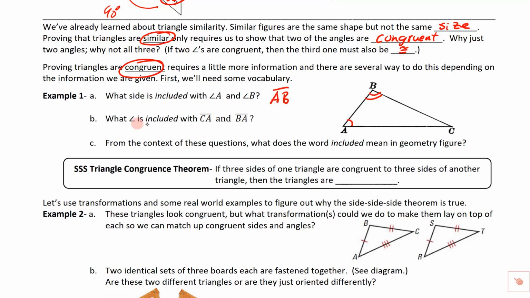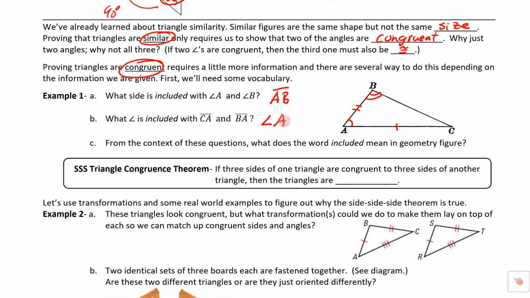And then it says what angle is included with side CA, or segment CA, and segment BA. So let's take a look here. Segment CA, that's this one right here, and segment BA, that's this one right here. I'm going to mark those to show that they're not congruent. We'll assume that they're not. And it says what angle is included between those. So the angle right here, between this side and this side, is the angle that's created between the two of those, so that would be angle A.